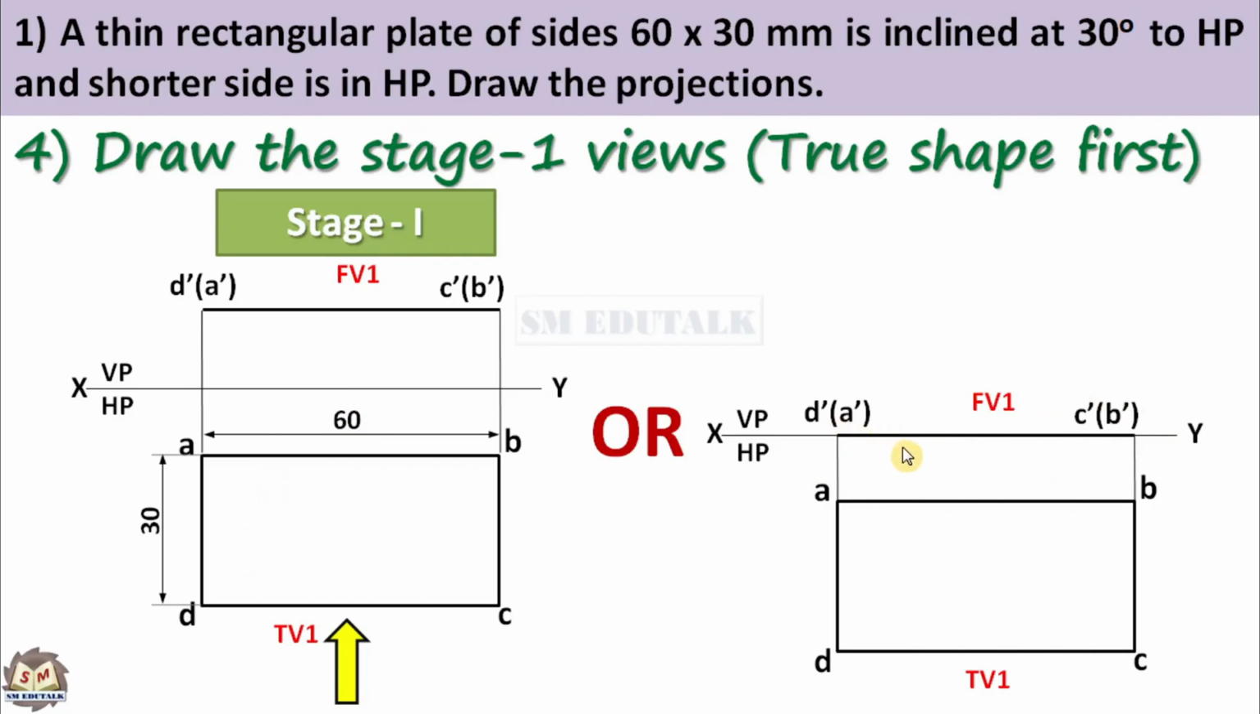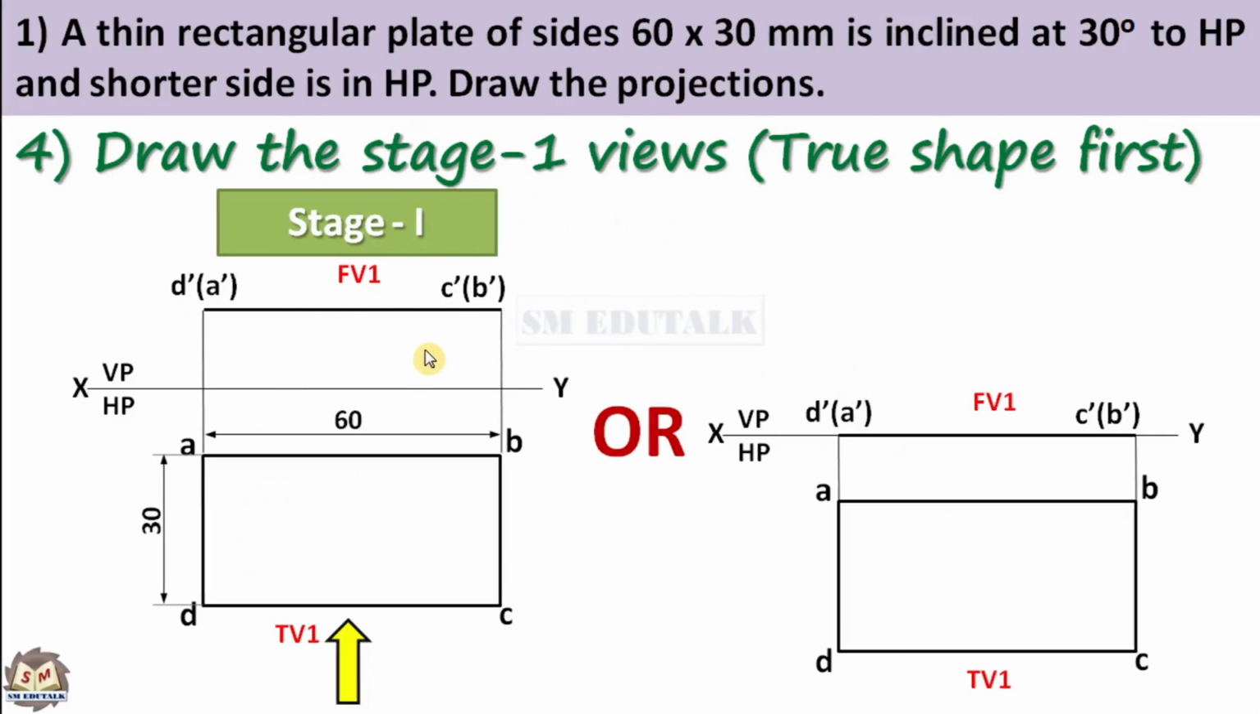Here, you may have one question. Is the first drawing correct? Because in the first drawing, the front view doesn't touch the XY line. Yes, you are correct, but don't bother. It's only stage 1. While drawing stage 2, this front view will have been rotated to touch the XY line. So, both the drawings are correct. We should consider the first one to proceed further.